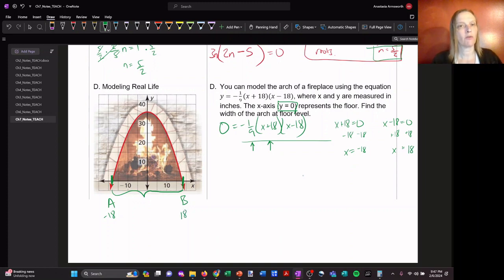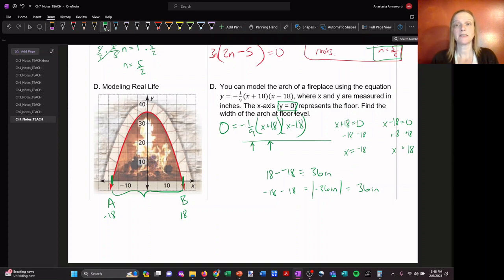What's the distance as I go from -18 to +18? To calculate the distance between 2 points, you subtract their positions from each other. So you can either do 18 minus -18, which gives you 36 inches, or you can do -18 minus 18, which gives us -36 inches. We just take the absolute value of it because we want to know the distance between them, not a displacement, which you would do in physics or something like that. So 36 inches here.